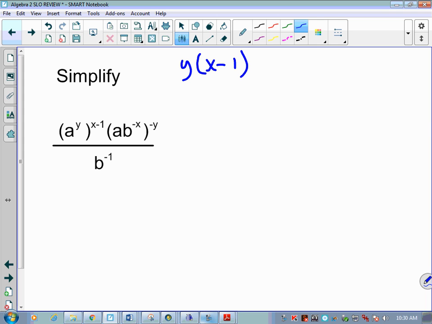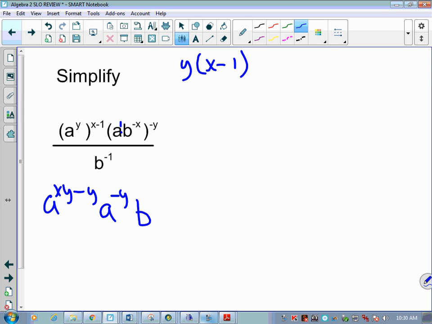What do I do with the y? Distribute. So y times x is yx or xy. What's y times negative 1? Negative y. So does that make sense? Okay. Now keep in mind that that's just multiplication, so the variable there with a is 1, correct? So that is going to be a to the what? What's 1 times negative y? Negative y. Okay. And I've got b to the negative x to the negative y.